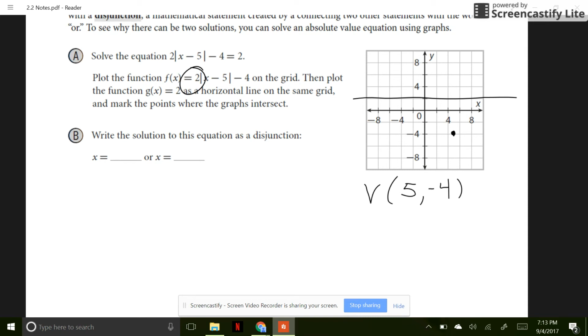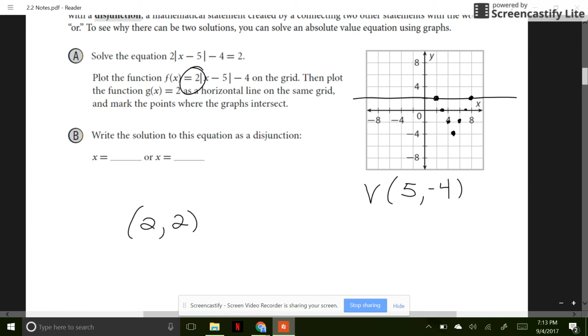If we're trying to figure out where this absolute value equation intersects with the line, our slope is going to be 2, so we will go up 2 and to the right 1 to get a coordinate, and again up 2 and to the right 1. So we have our first intersection. You have to be careful about the scale because it is going by 2s. Now to go in the other direction, to the left of our vertex, we go up 2 and to the left 1, and again. The coordinates where we are intersecting that horizontal line are (2, 2) and (8, 2).